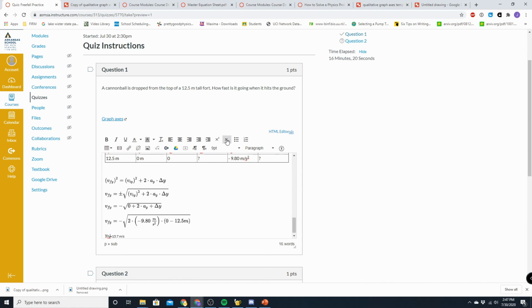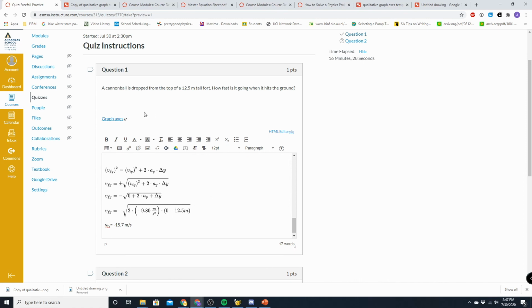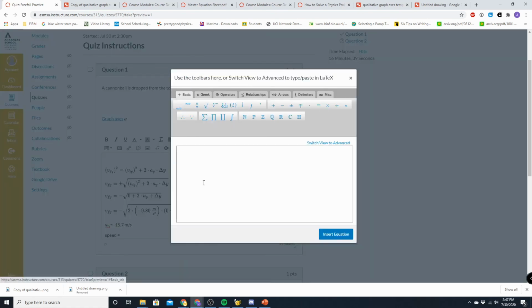Now, this is the velocity, and now you have to pay a little bit of attention to the question actually asked. How fast is it going when it hits the ground? So the speed is equal to the absolute value. So v equals the absolute value of v Fy, which is 15.7 meters per second.